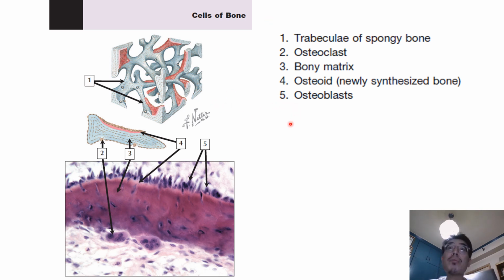As ossification proceeds, the osteoblasts, again labeled here as number 5, eventually become trapped in bony matrix, and they then are called osteocytes. Another special kind of cell in the bony matrix is the osteoclast. Osteoclasts are specialized multinucleated cells whose major role is the opposite of the osteoblasts because they resorb or basically destroy bone by maintaining a low pH in the resorption cavity.